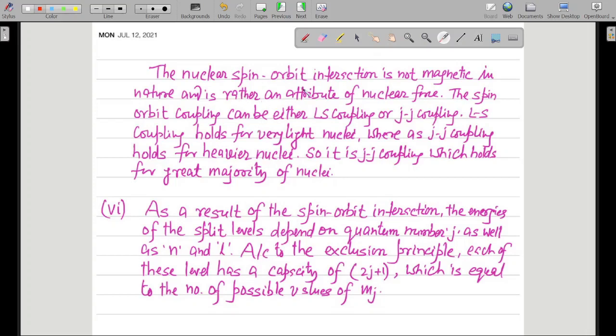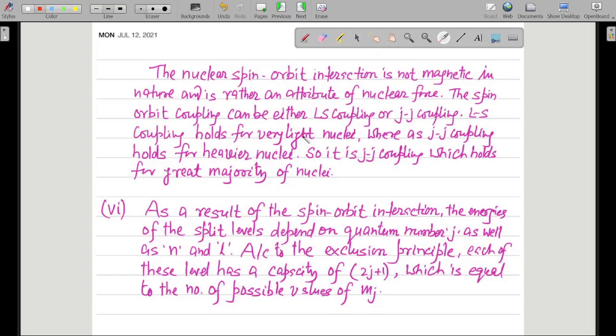So nuclear spin orbit interaction is not magnetic in nature, rather it is an attribute of nuclear force. So there is no magnetic splitting taking place over here. The spin orbit coupling can be either LS coupling or JJ coupling.